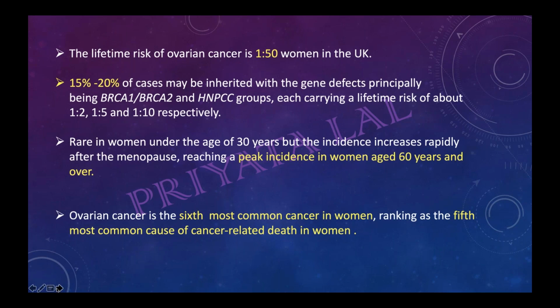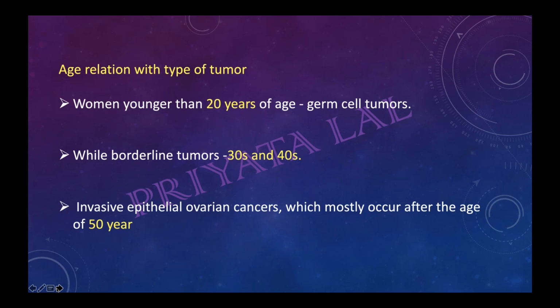Thank you. Now, the relation of age with the type of tumor is also important, because when you have to solve a question, this gives a clue. Germ cell tumors, which we did in the last class, occur in younger women, less than 20 years of age. Borderline tumors usually occur when the woman is 30 to 40 years of age, and invasive epithelial cancer occurs after 50 to 60, in the postmenopausal age group. So with the age group you will also get some clue to solve your questions.